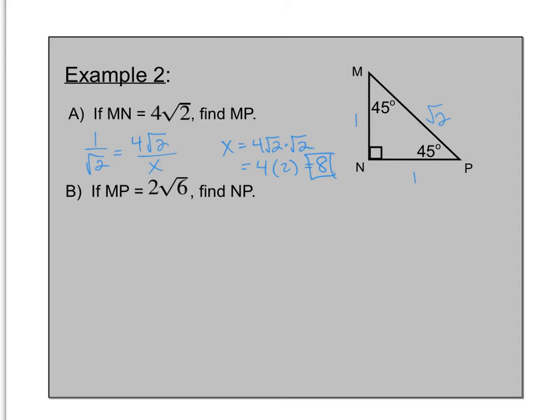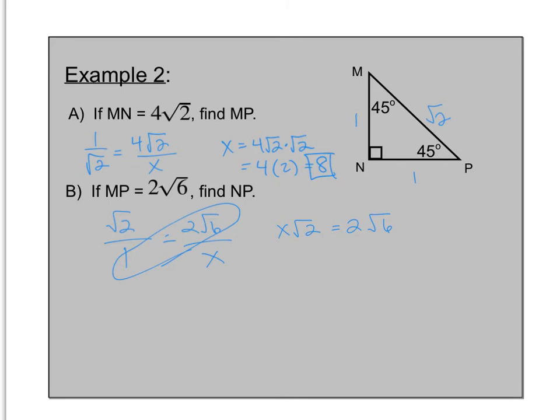Let's try part B. This time we're working with MP and NP. Now MP has a ratio of root 2 to 1 with NP. MP is 2 root 6. NP we don't know. Now we cross multiply. So we have x root 2 equals, and then when we cross multiply this way, it's 1 times 2 root 6, which is just 2 root 6.